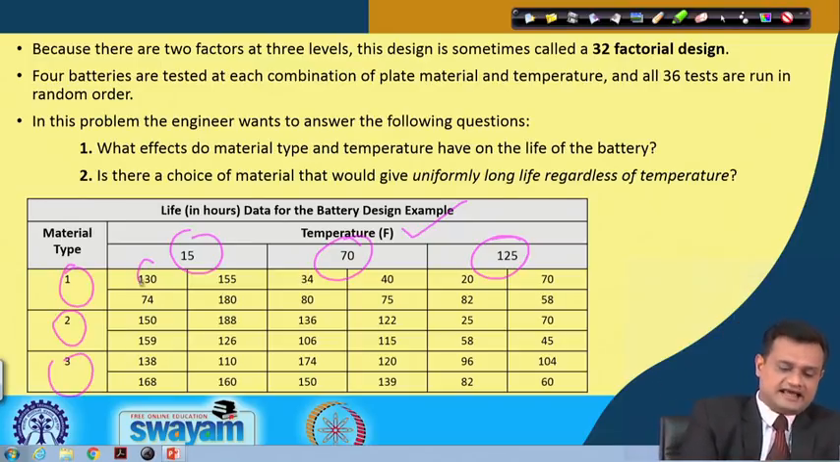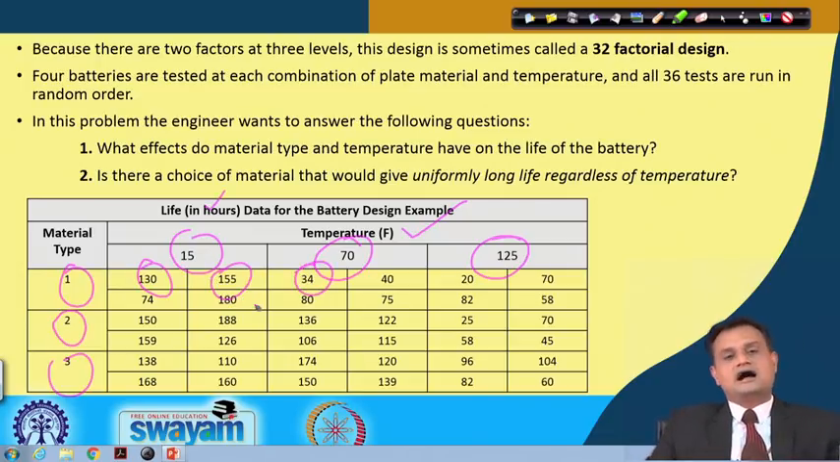So these are the life data, maybe in hours, here it is hours. So I want to see, suppose I am using a particular material, and suppose there is a particular temperature, then will it have an impact on the life of the battery. So you are using batteries in automobiles and many other appliances, vehicles.